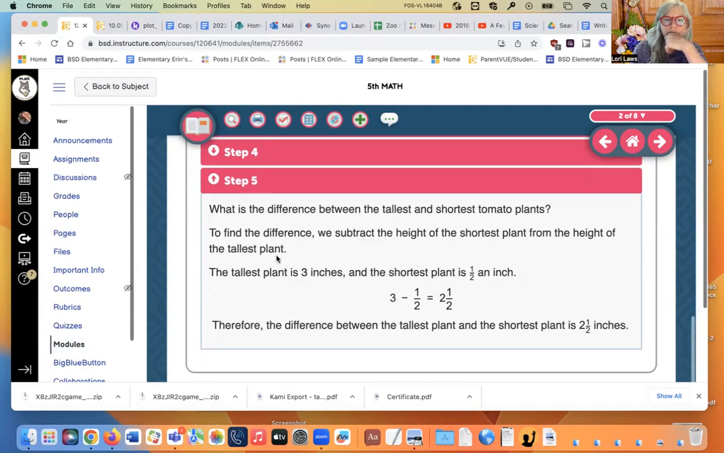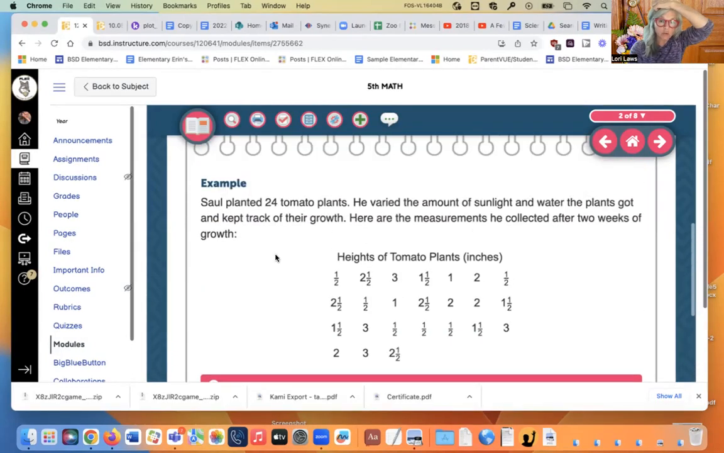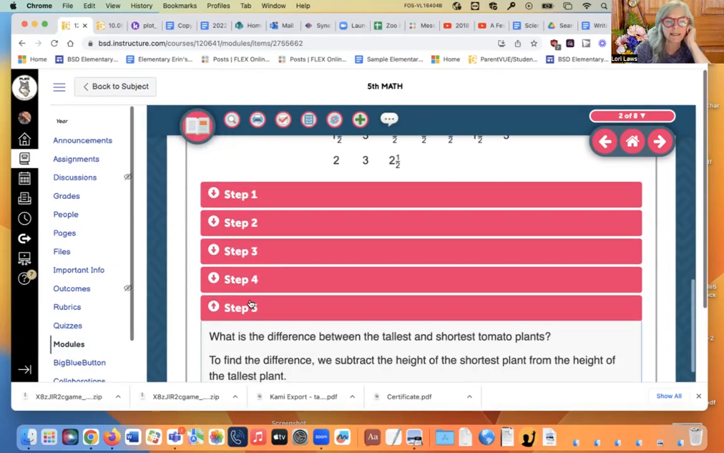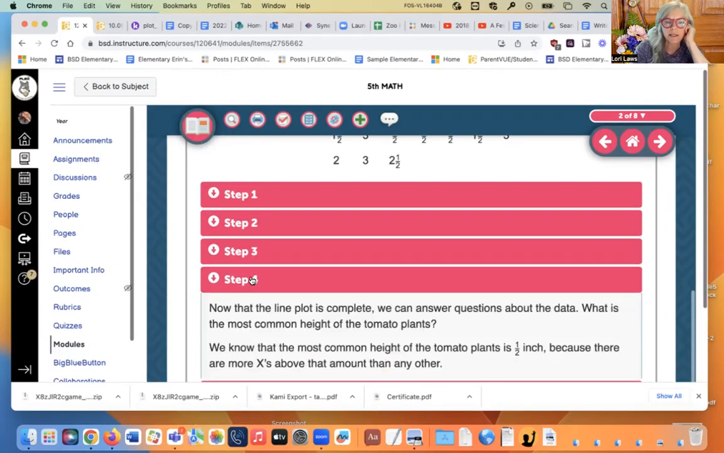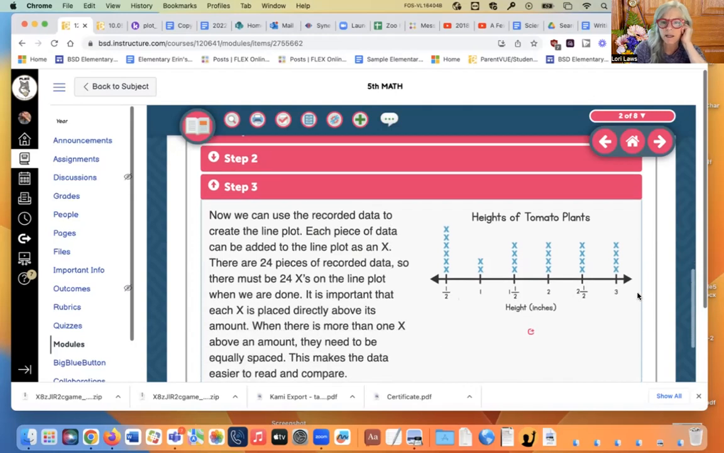What is the difference between the tallest and shortest tomato plant? Well, in this case, I'm going to want to look at the tallest tomato plant back here is 3 inches. The shortest is 1/2 of an inch. So I'm going to go 3 inches minus 1/2 inch to get the difference, and it's 2.5 inches. If I added an inch to 1/2, that would be 1.5. Added another inch, it would be 2.5, and a half more, 2.5 inches. That's how I find the difference.